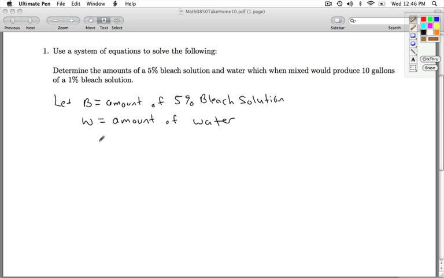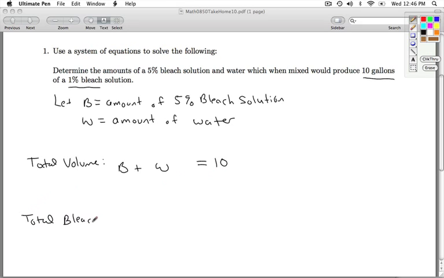Now in class we've talked about how there are two conservation principles happening here. We need a total amount of solution, which is 10 gallons, and then we also have a total amount of bleach in that solution. So let's look for the total volume. I know the total volume has to be 10 gallons. And where am I getting that? I'm getting that by mixing B gallons of the bleach solution plus W gallons of water. So the total volume equation is B plus W equals 10.